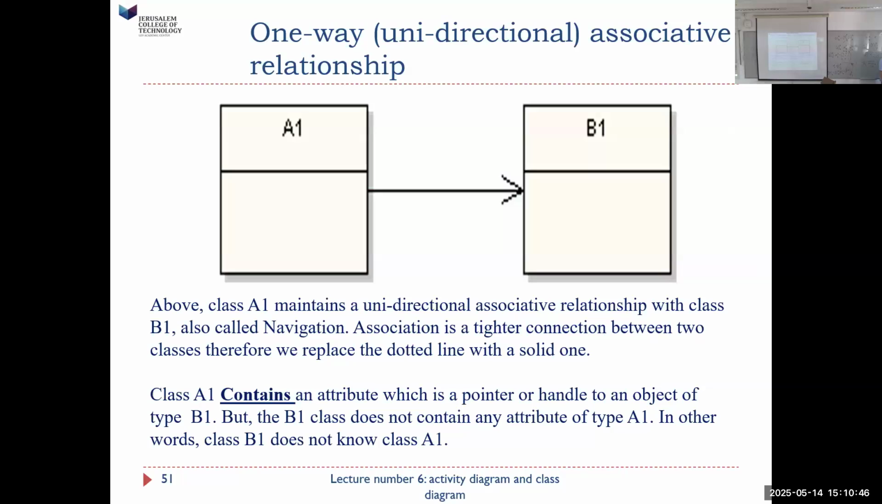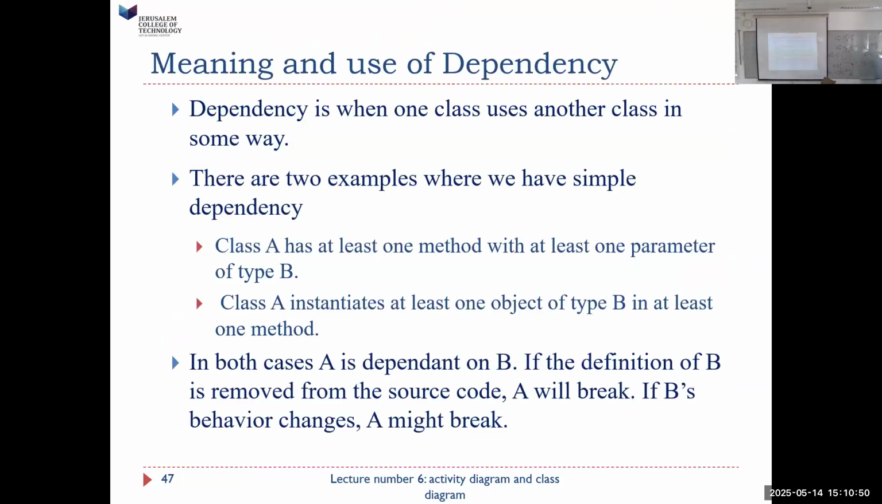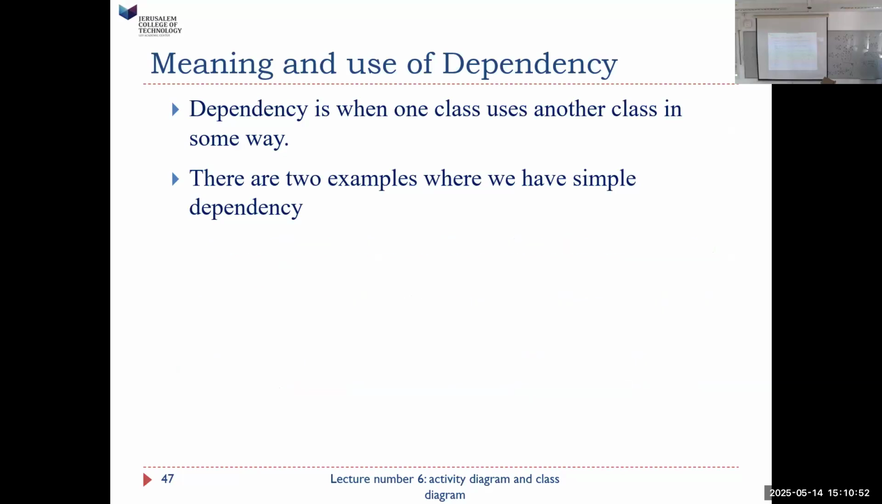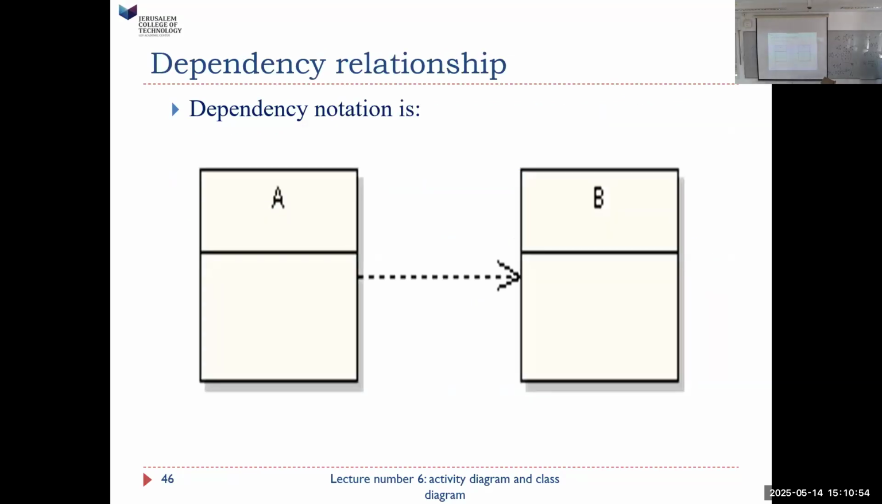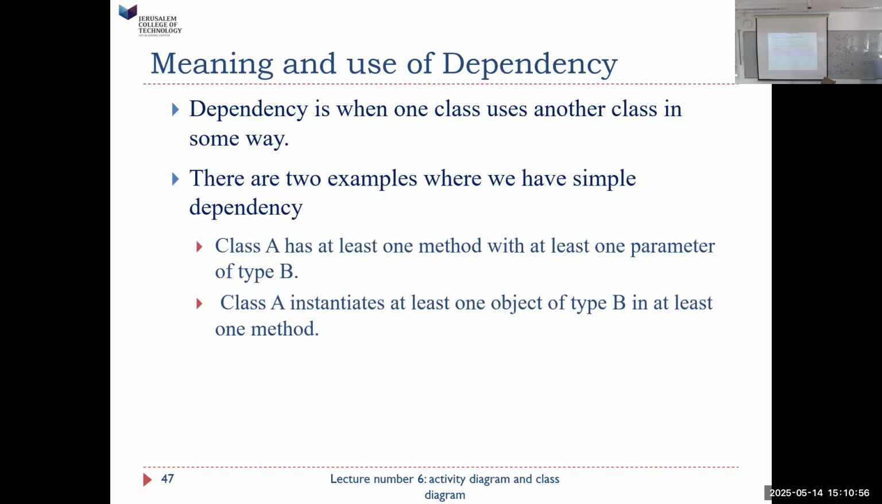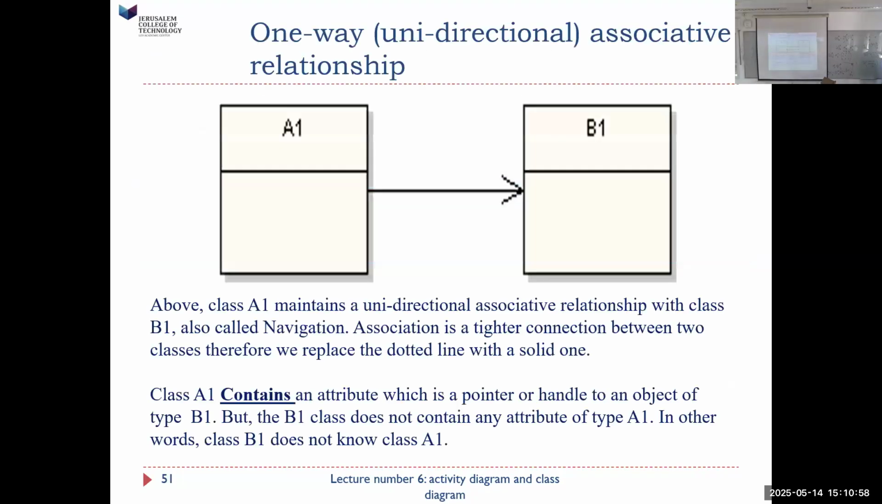So what about association? Association is drawn with a solid arrow. Remember that we saw dependency with a dotted arrow. Association is with a filled in arrow because it's a stronger connection. So the line is thicker.